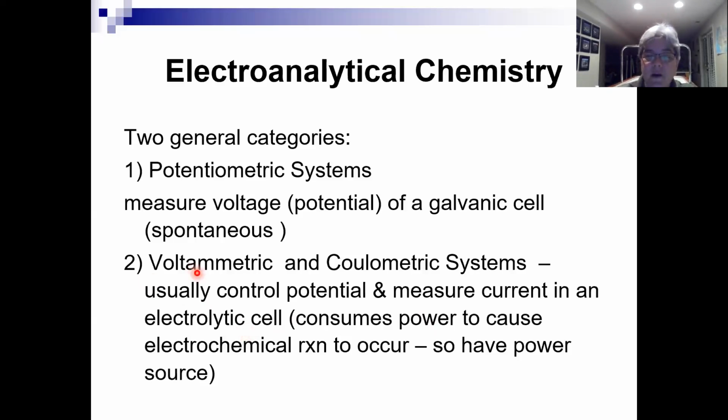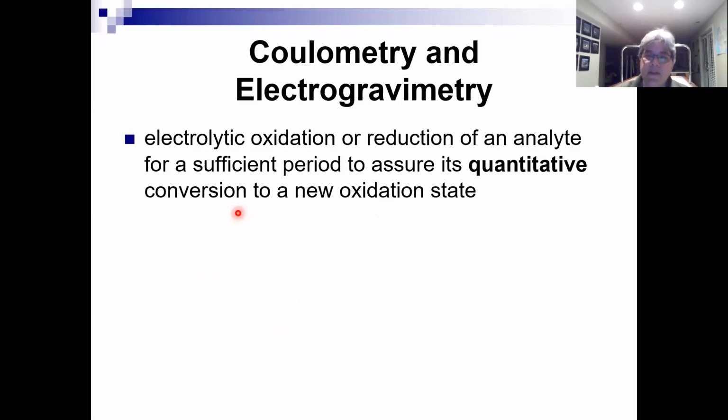There's another kind of method called voltammetry, but we're not going to look at that, so you don't have to worry about that one. Okay, so chapter 7, potentiometry, those were galvanic, spontaneous cells. Chapter 8 is coulometry. These are electrolytic. All right, so both of these methods are where we're going to oxidize or reduce an analyte for enough time so that there's quantitative conversion to a new oxidation state. Okay, now, what does that mean?